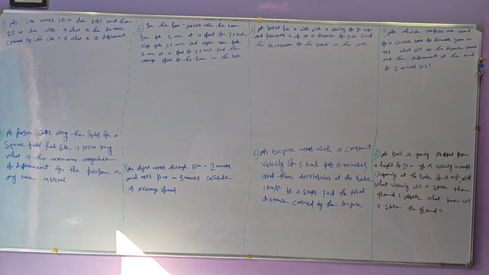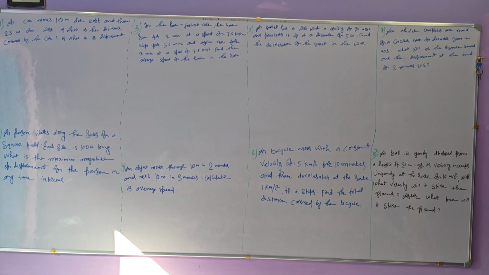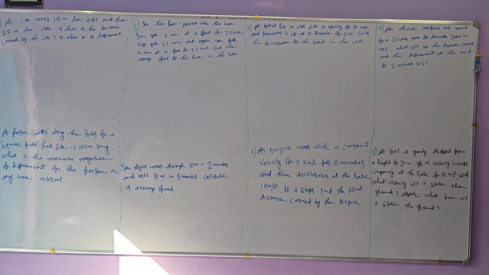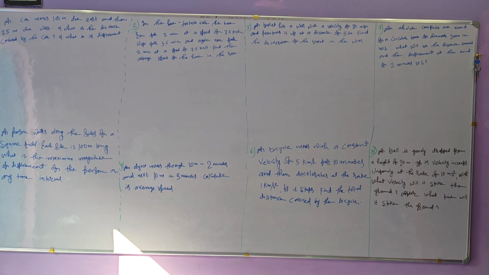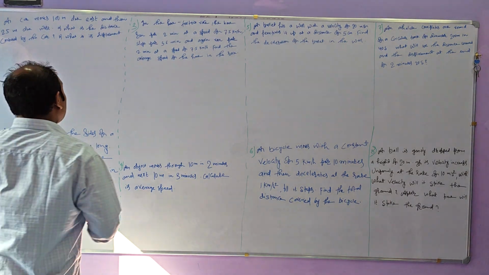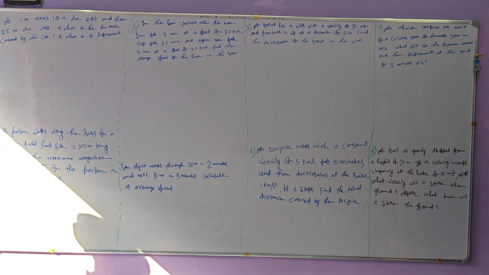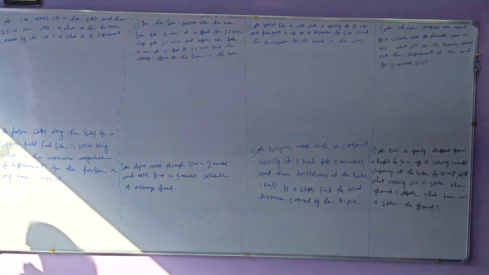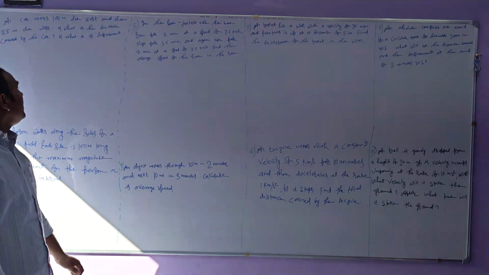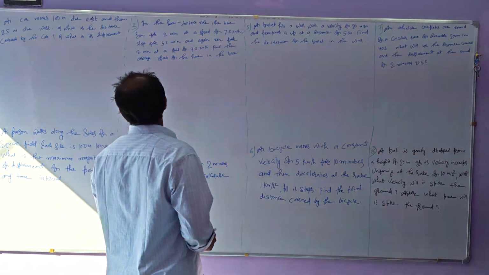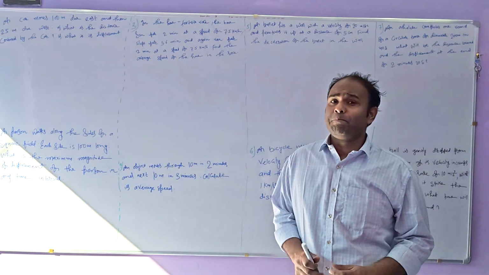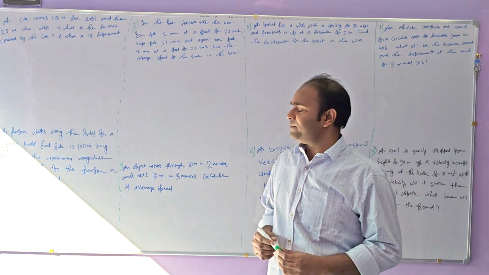Today we have eight questions of physics, and the chapter is motion. The first one is: a car moves 100 meter due east and then 25 meter due west. What is the distance covered by the car and what is its displacement?